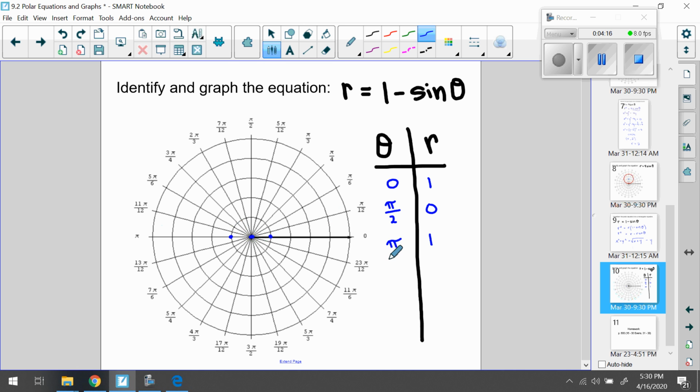And then let's try 3 pi over 2. And I have kind of a suspicion what's going to happen here. The sine of 3 pi over 2 is negative 1. And 1 minus negative 1 is actually going to be plus 1. 1 plus 1 makes 2. So this is kind of interesting. Instead of 0, when I go towards 3 pi over 2, I'm actually going to go down 2 units. I'm going to go right here and put a point.